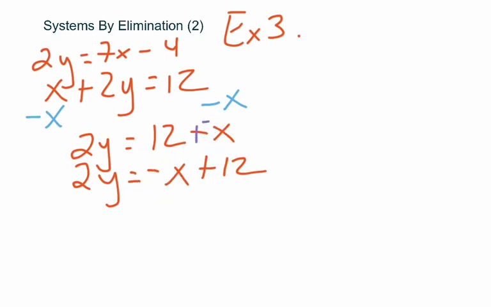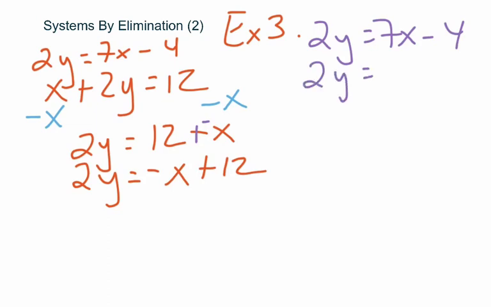Now I have my two equations and I have them lined up okay. So let's go through this. We have this top equation, I'm going to rewrite this over here in my purple. So 2y equals 7x minus 4. And now I've taken this equation and I've just rewritten it a little bit. And I'm going to write that right underneath it. So 2y equals negative x plus 12.